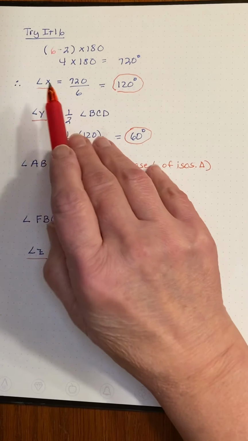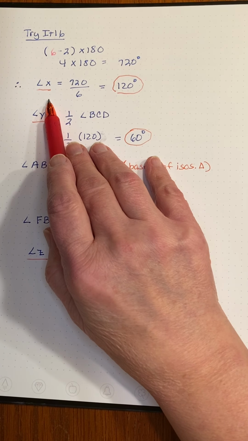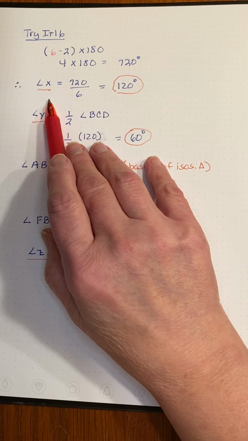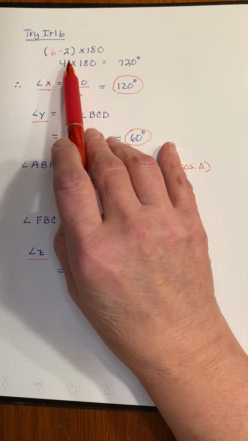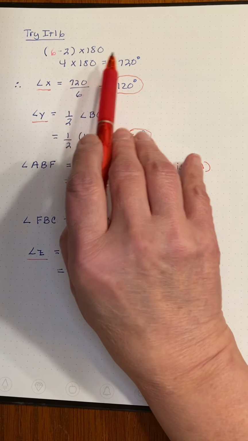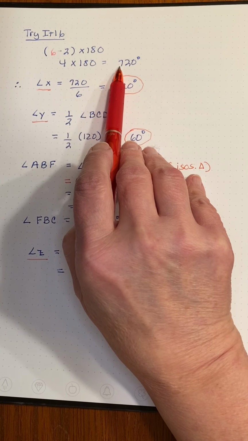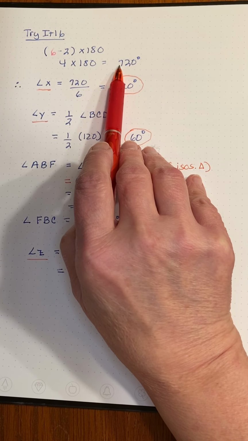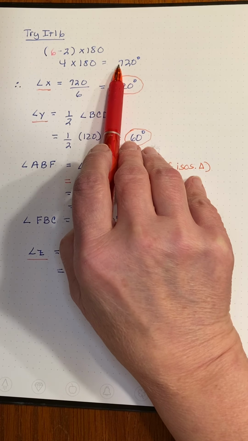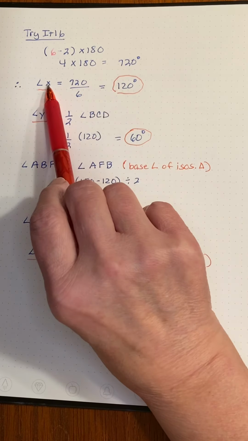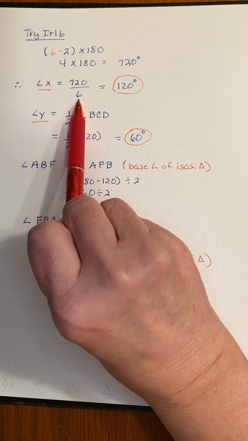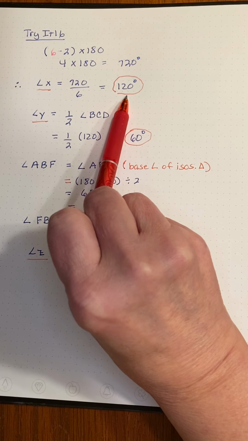So if you look at angle X, you see that it is one of the interior angles of that hexagon. So 6 sides, 6 minus 2 is 4. 4 times 180 is 720. I know all 6 angles of that hexagon total 720, and angle X is one of them. So angle X is going to be 720 divided by 6, which is 120 degrees.